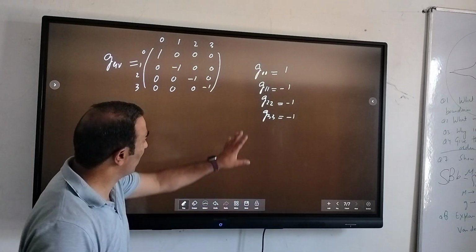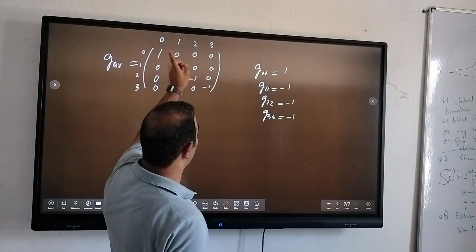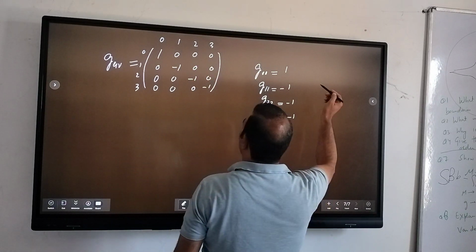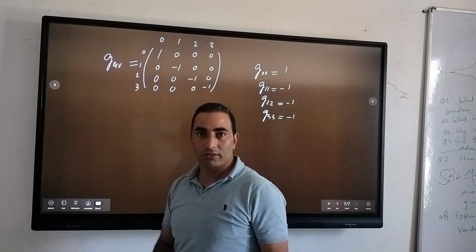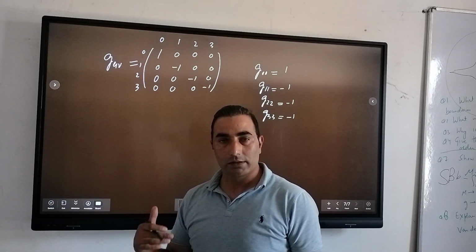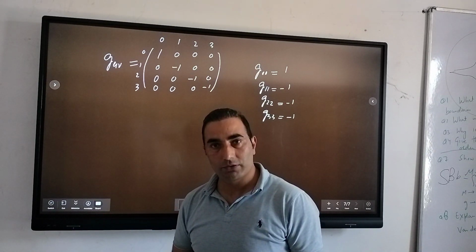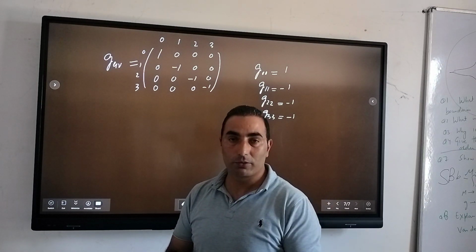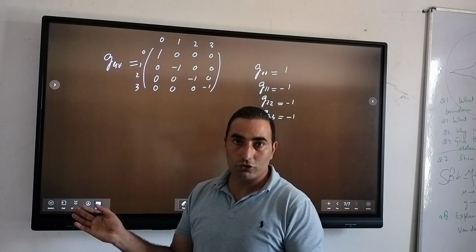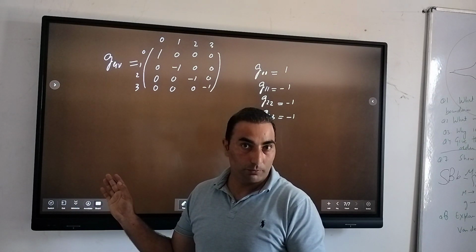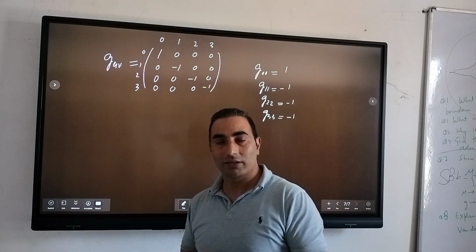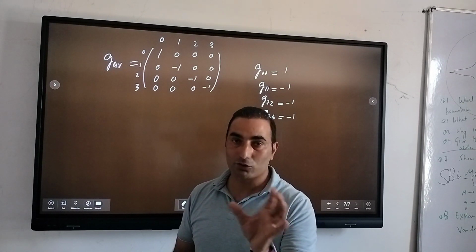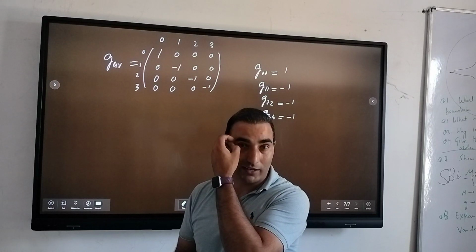So these values will come here, because g_00 is 1, g_11 is -1, g_22 is -1, and the rest of the off-diagonal elements will be 0. If we take g_02 or g_12, all those off-diagonal elements will be 0. Only the diagonal elements will be non-zero: g_00 will be +1 and the rest will be -1. It's not necessary, you can take the reverse of that. You can take the time component negative and then the space components will be positive in that case, right?